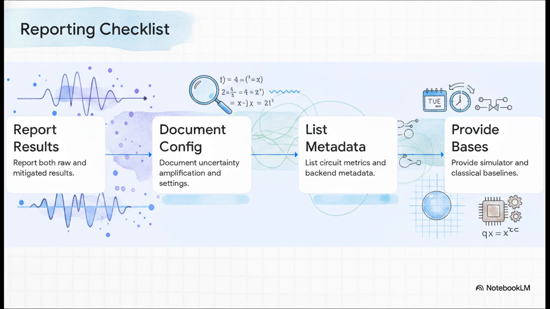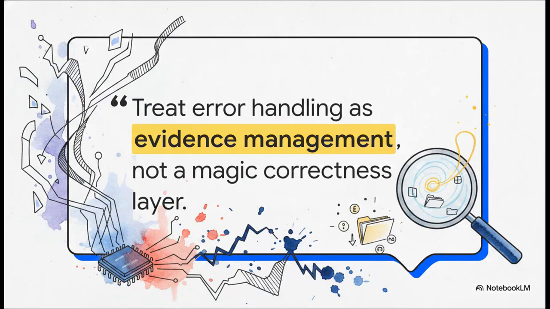Here's your checklist. Step 1, report both your raw results and your mitigated results. Step 2, explicitly document the uncertainty amplification and whatever method settings you used. Step 3, list out your circuit metrics and the backend metadata. Things like calibration drift matter immensely, because the exact same quantum chip is going to perform differently from a Tuesday to a Wednesday. And step 4, always provide exact simulator baselines and aggressive classical comparisons.